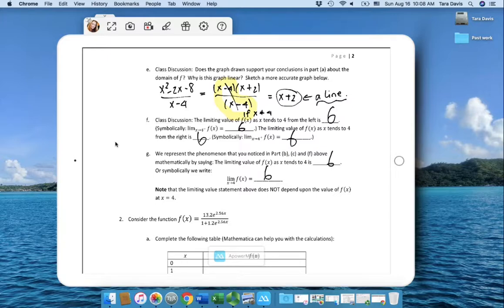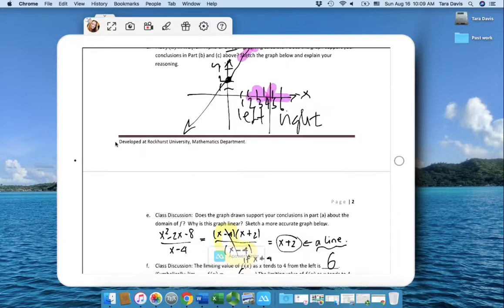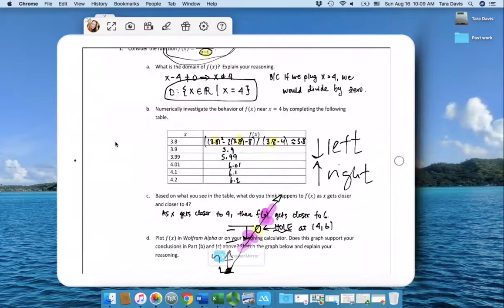It's important to note that the limiting value statement above does not depend on the value of f of x at x equals 4, because 4 is not even in the domain of the function. So let's just take a brief step back. This is the concept of a limit, but this also shows you how to find a limit 3 different ways. The first way is to make a table of values, x values to the left and to the right of 4, and then plug in and see what happens to the y values.